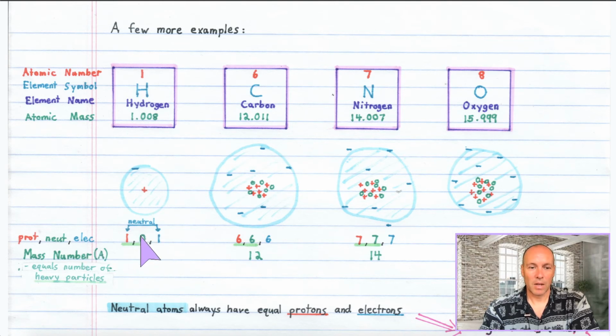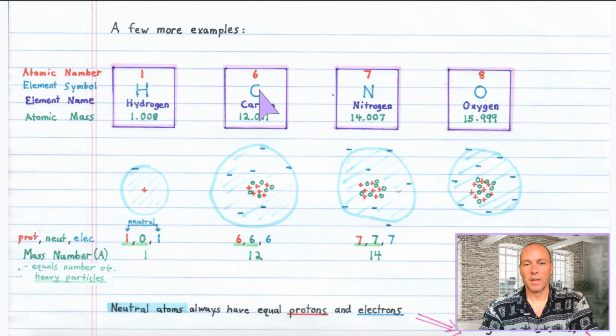So the mass number of this particular hydrogen atom that we see right here, remember the mass number is how many heavy particles, how many protons plus neutrons. Well, I see 1 proton plus 0 neutrons, so that's 1. The mass number is 1.